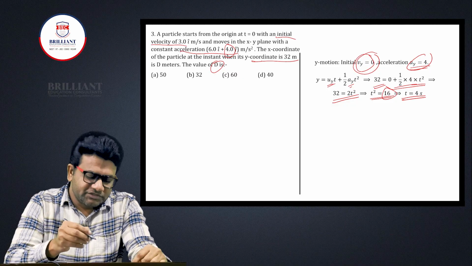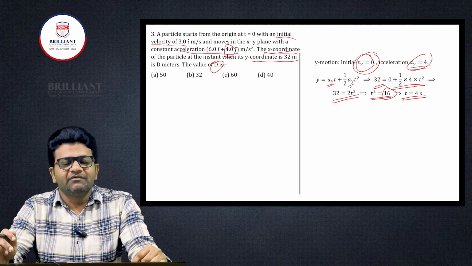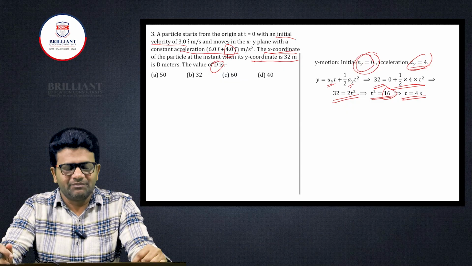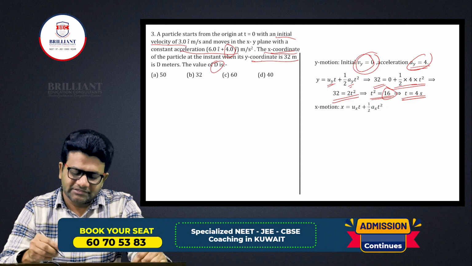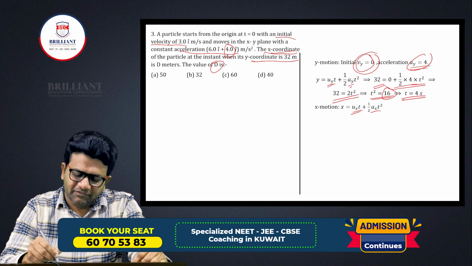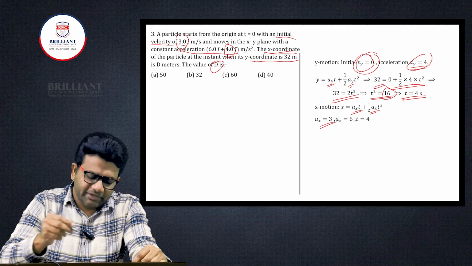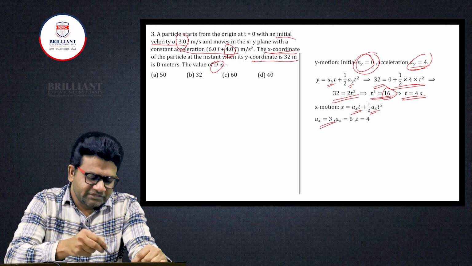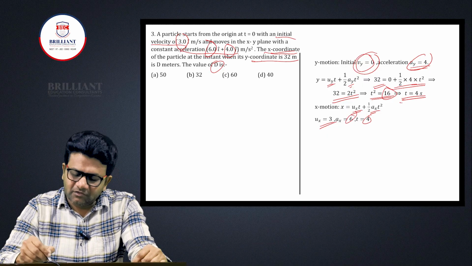Now we have to find out the answer to the question. You can see the question is the x coordinate. We have to find out the x coordinate. So we use the equation s equal to ut plus half at square in terms of x motion. So x equal to uxt plus half axt square. Here ux you can see is 3, and ax equal to 6, and t we got from the previous calculation.